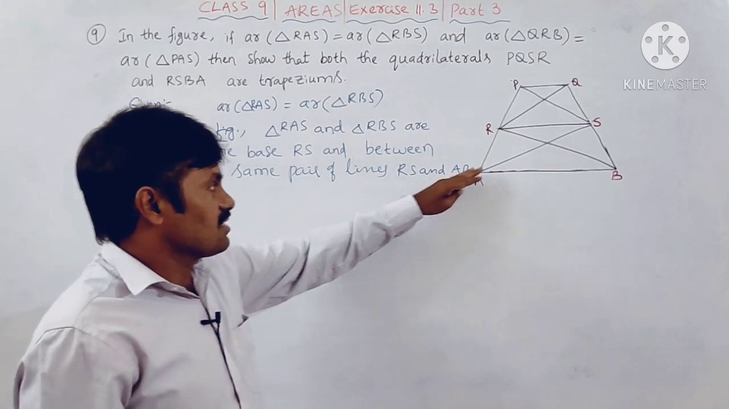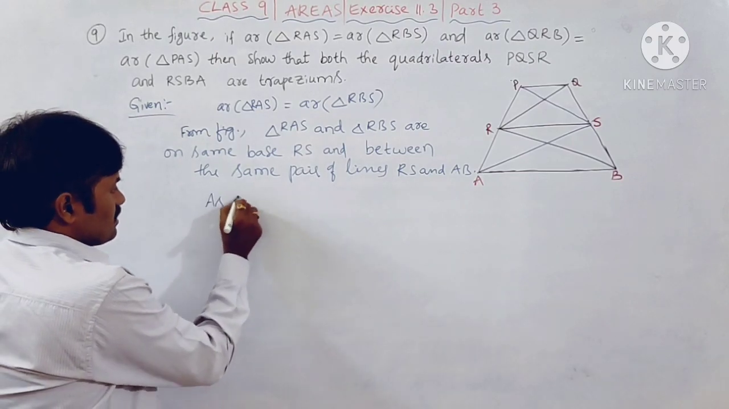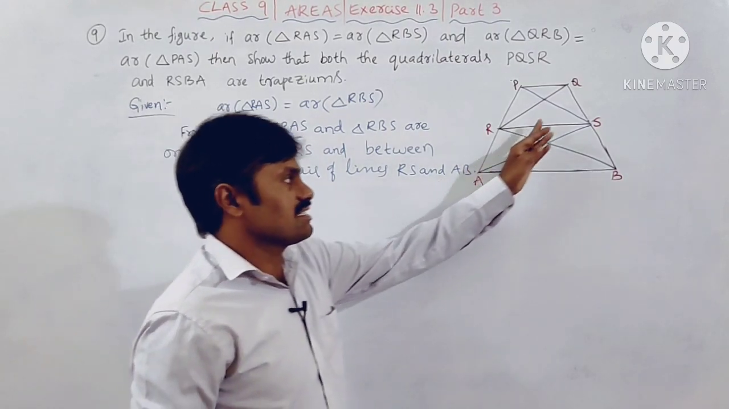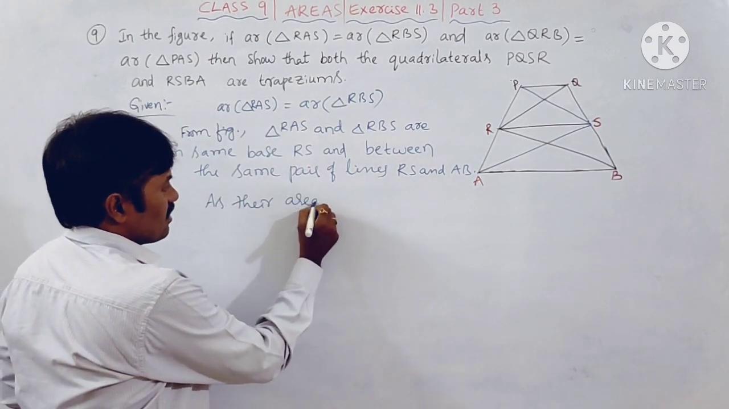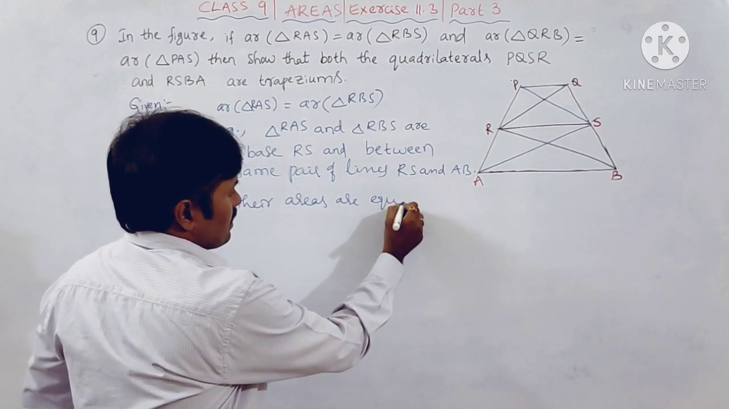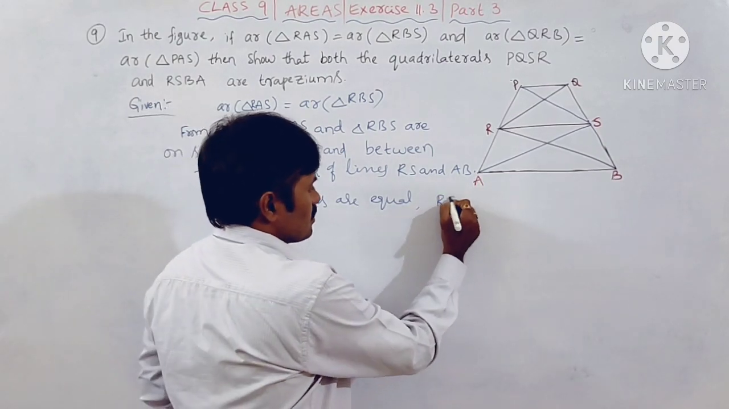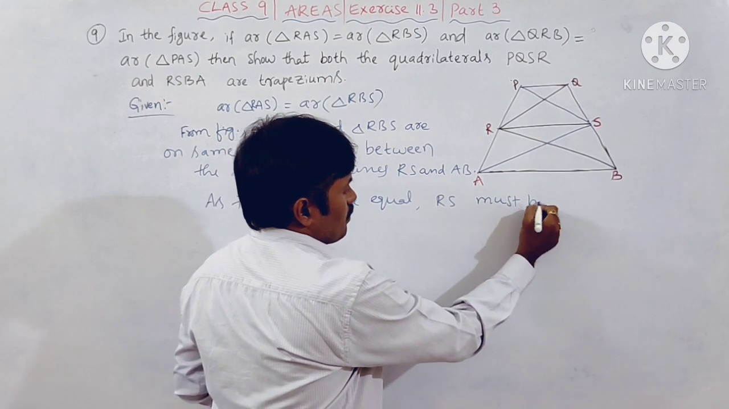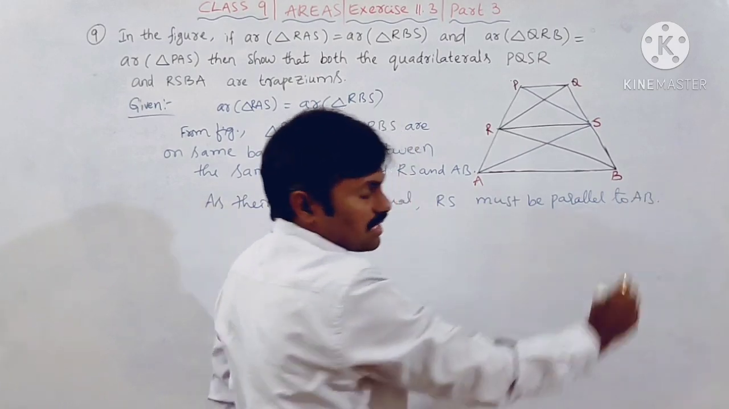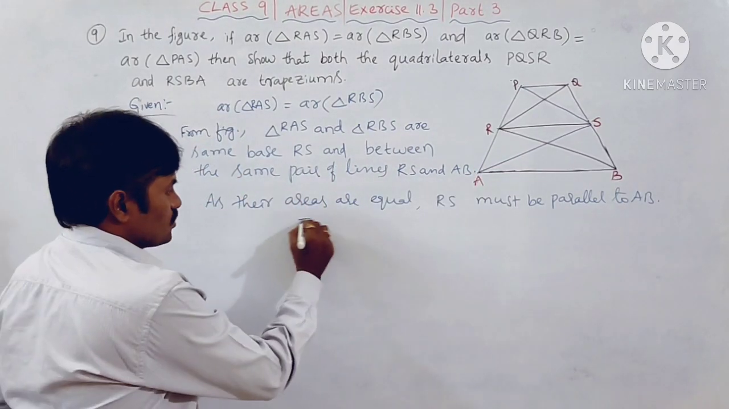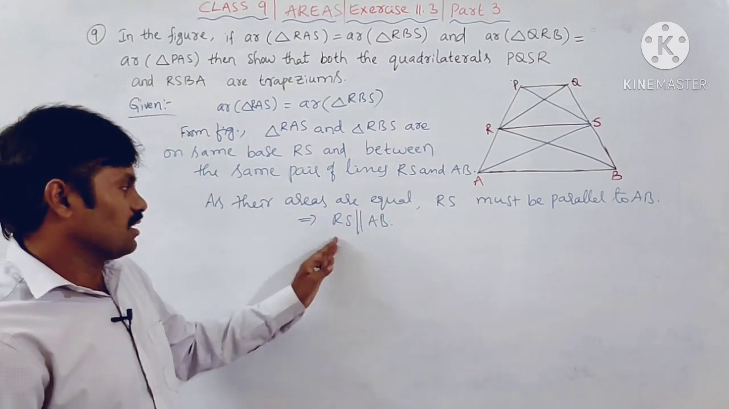Okay, so what we can say? As the two triangles are on the same base and between the same pair of lines, and their areas are equal, we can say that RS must be parallel to AB. Is it? So therefore RS is parallel to AB.